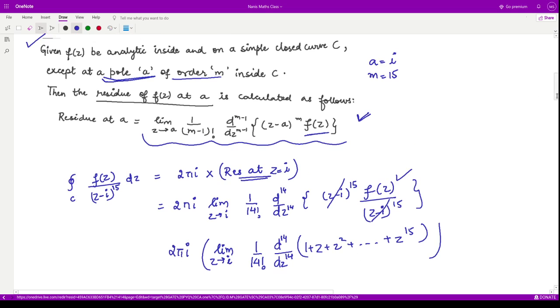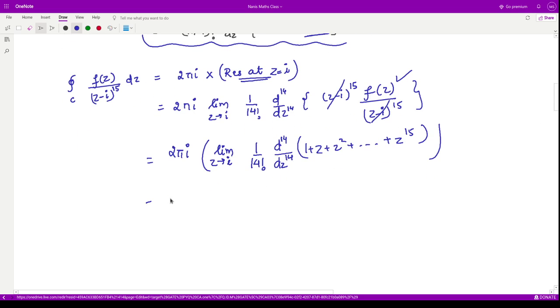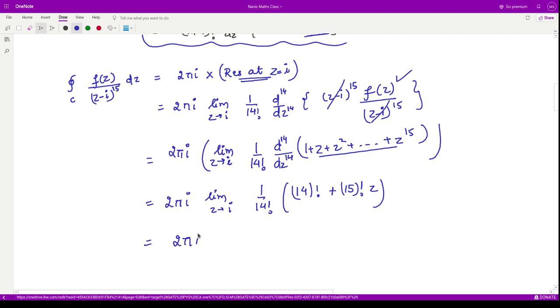So when you take the derivative of this function, what will you get? You will get, with the limit z goes to iota, 14 factorial plus 15 factorial multiplied by z. So this is obtained by taking the derivative of this function 14 times. So ultimately this 14 factorial and 14 factorial cancel, so you are only left with 1 plus 15 z.